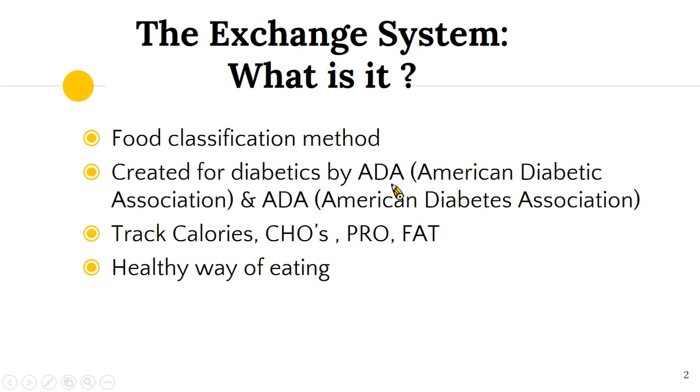Exchanges help you understand and track the calorie, carbohydrate, protein, and fat that you eat, and gain control over calorie intake. But they are not exact. It is a simple and healthy way of eating to provide a general calorie count for planning daily calorie intake. It's a healthy way of eating.